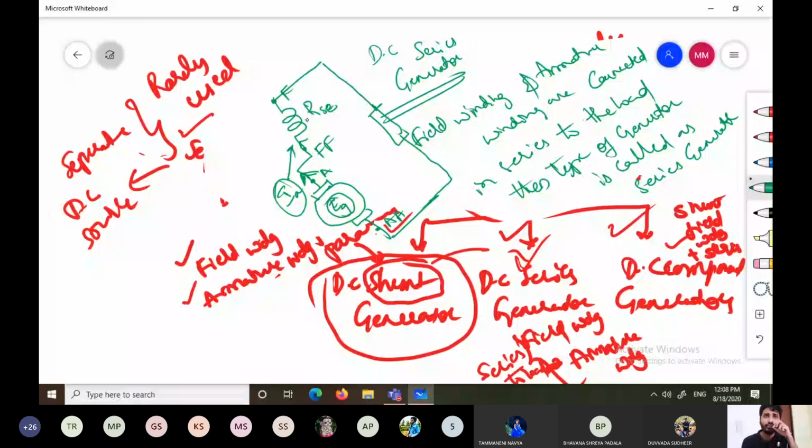That means the field winding has some current, and that current is supplied with the help of IA, the armature current. Then the type of generator is called a series generator. In this case, the field current and armature current are both the same. Why? Because these two are connected in series. In a series connection, only one current flows through the entire circuit. The current flowing through the components is the same. You can observe that the current starts at the armature and returns to the armature, the same current. So there is no parallel connection in this particular circuit.